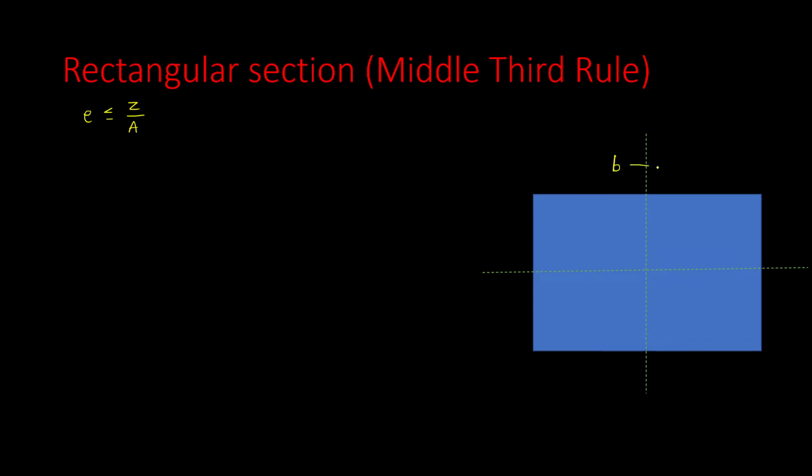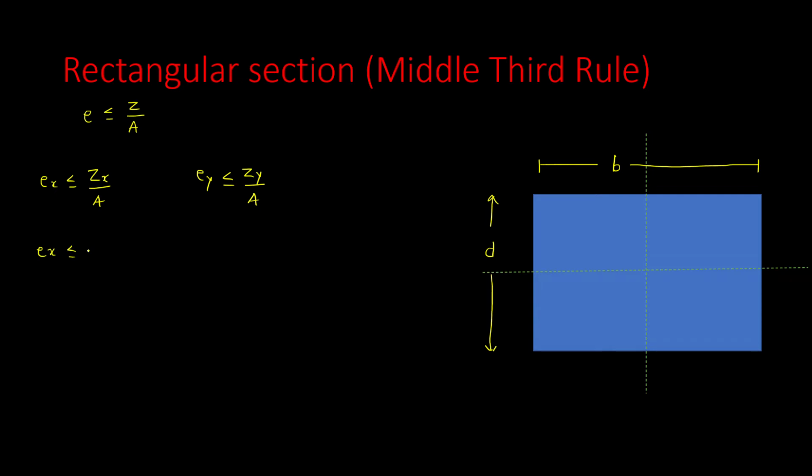Let's give the dimensions here. This dimension is b, the width and the thickness is d. Now we'll first find out ex. So ex should be less than or equal to zx by a. Similarly ey will be less than or equal to zy by a.